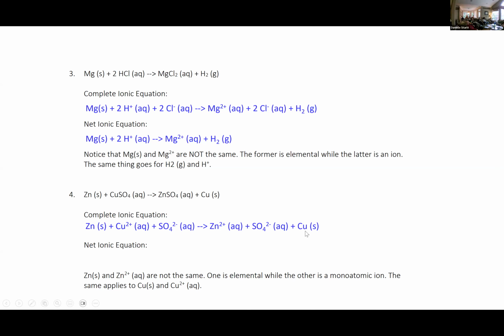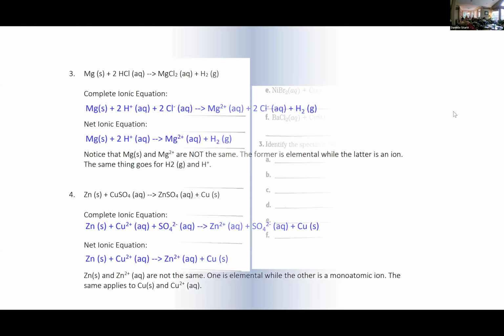Because look, even though you have copper and zinc on both sides, you have copper ions over here, and then elemental copper over here that's not in an ionic situation. And then the zinc over here was elemental zinc, not an ion, but it's going to turn into a zinc ion on the other side. So when you get rid of the sulfate, there's your net ionic equation. Zinc solid and zinc 2+ are not the same. One is elemental while the other is a monoatomic ion. Same applies to the solid copper and then the copper ion.